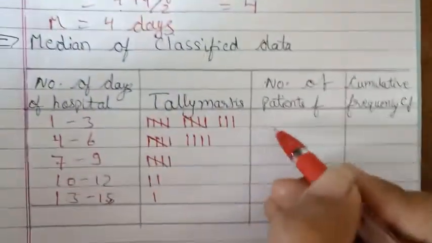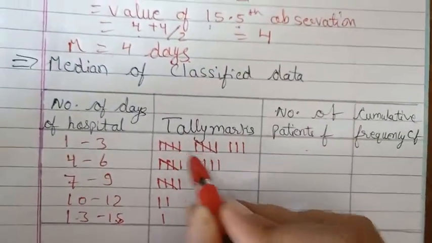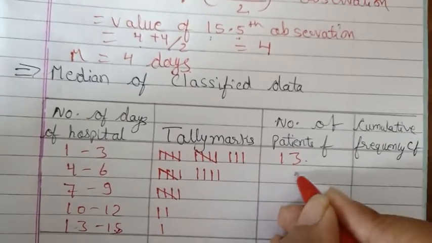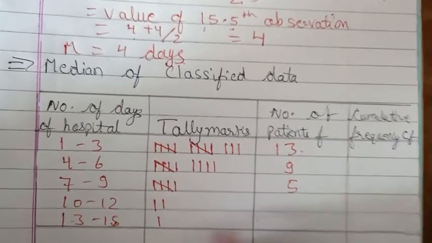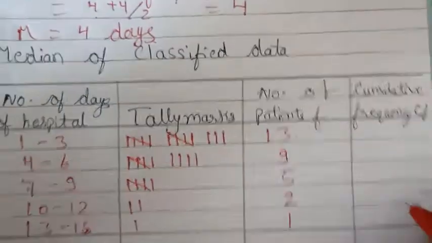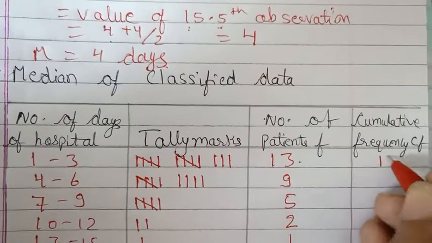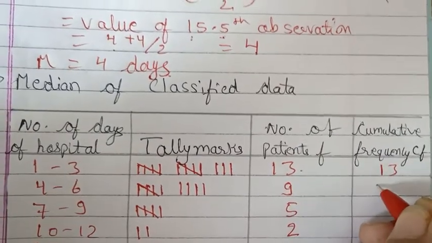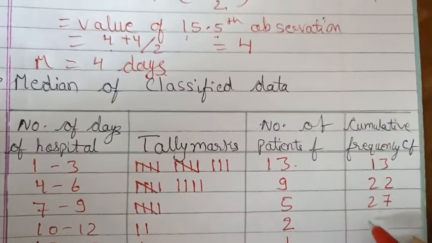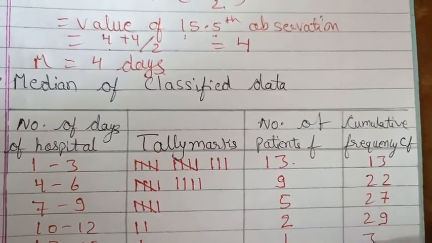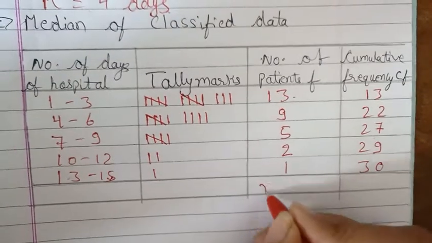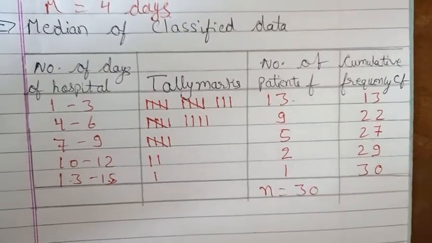Now we will find the frequency of this. So 5, 10 and 13. 5 plus 4 is 9, 5, 2, 1. Cumulative frequency we can find: 13. 13 plus 9 is 22. 22 plus 5 is 27. 27 plus 2 is 29. 29 plus 1 is 30. And that is n equal to 30.